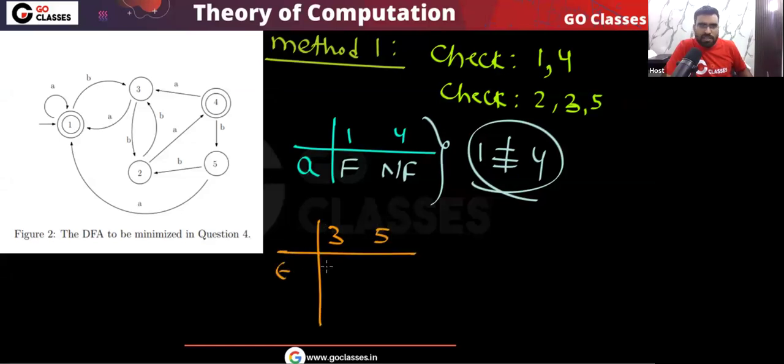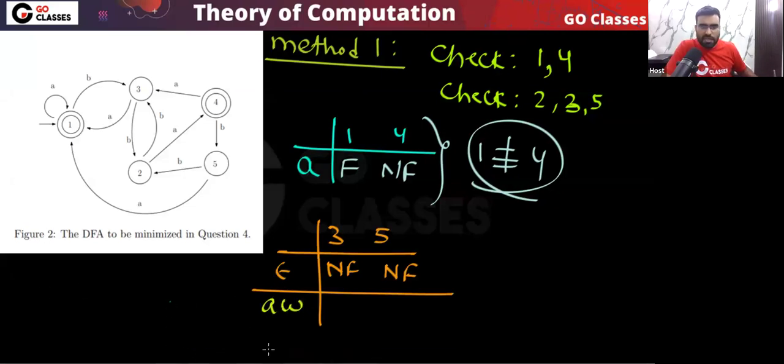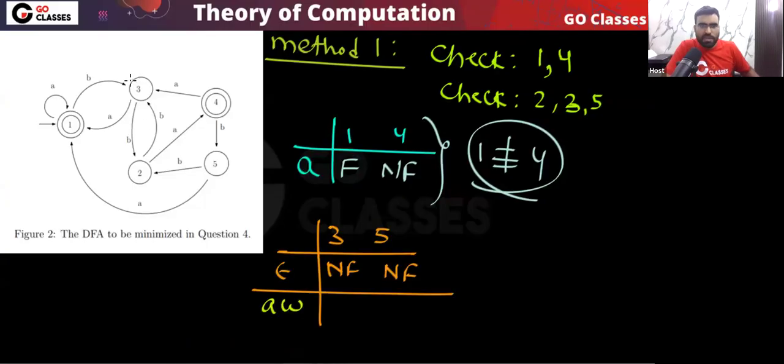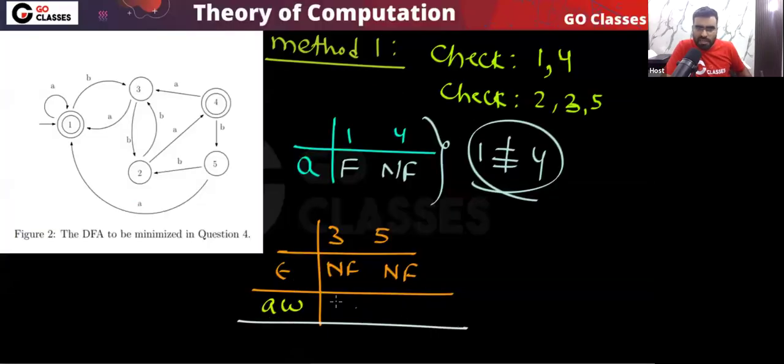On the empty string, both are going to non-final. If the string starts with A, where are 3 and 5 going? On A, both are meeting in state 1. So whatever comes now, they will always be together. Do you agree? Remember, if the string starts with A, they are together.